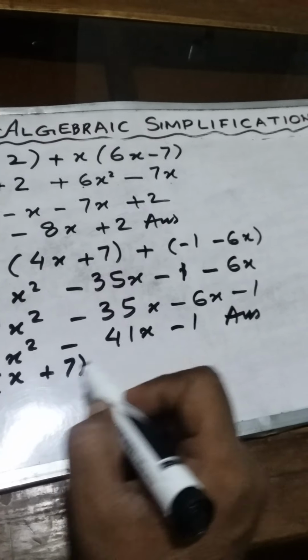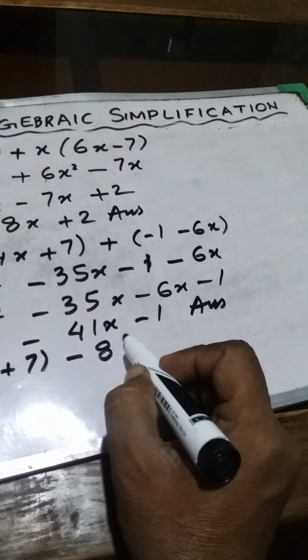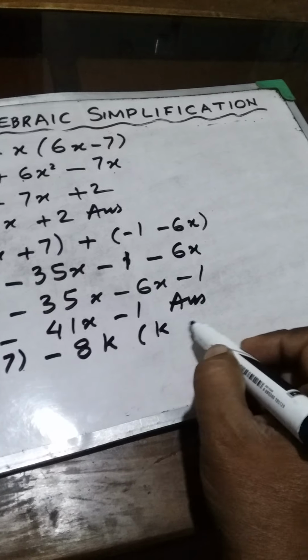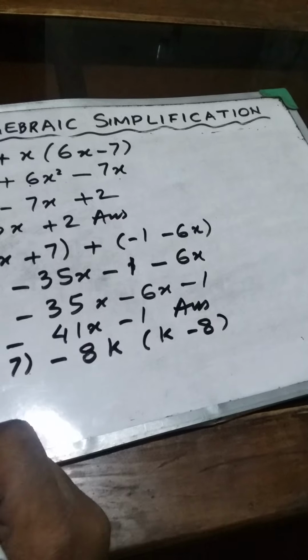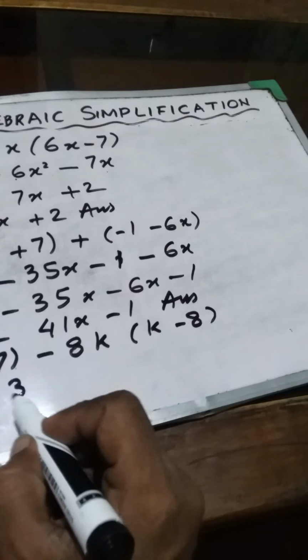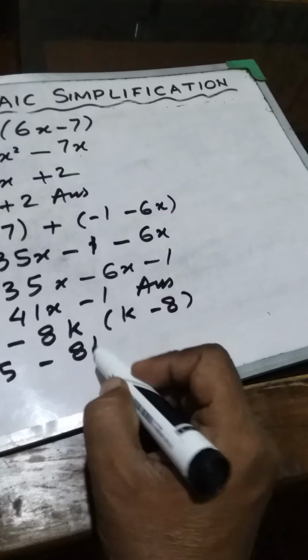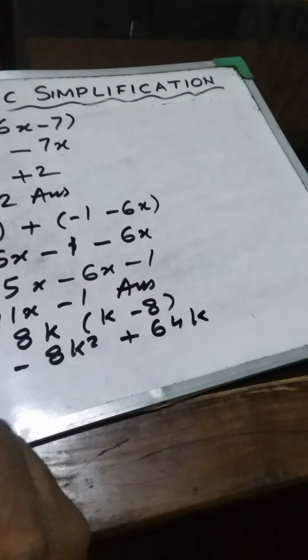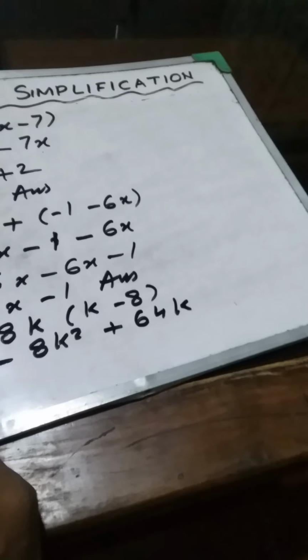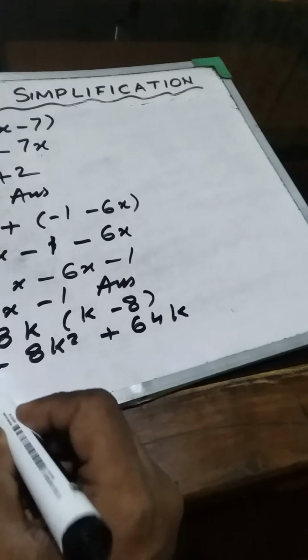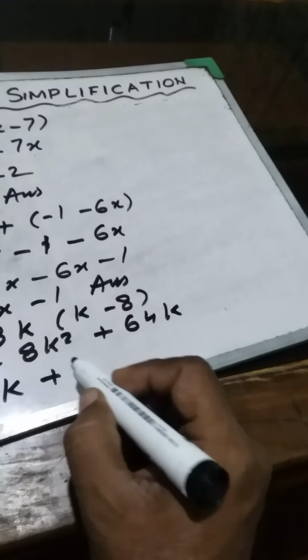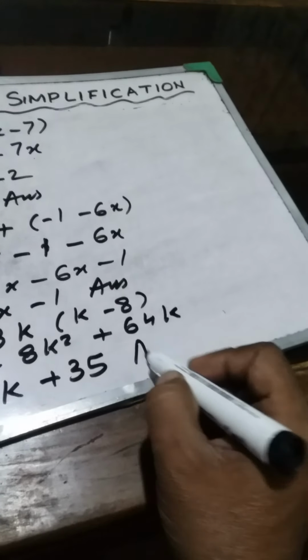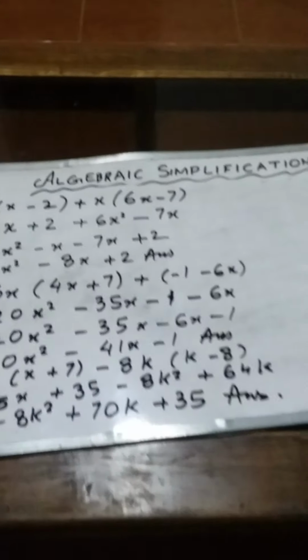Now the third question I have selected for you is 5x plus 7 and minus 8k and k minus 8. So this is 5x plus 35 minus 8k square plus 64k. Now over here minus 8k square is the largest value, and these two terms will be added, it will become 70k, and 35 will come at the end like this. So this is going to be your answer.